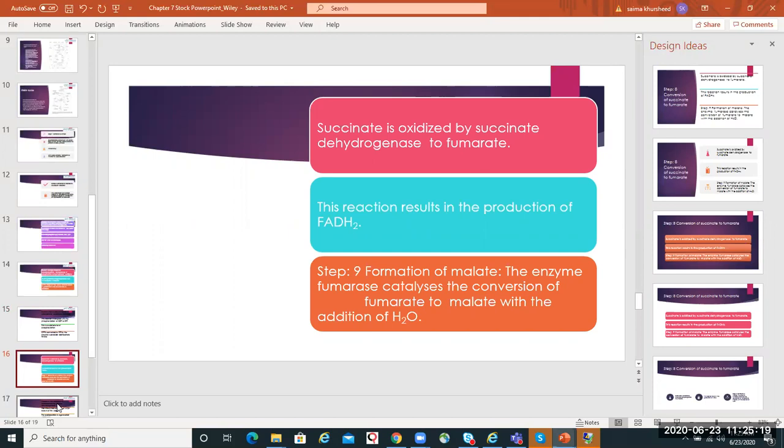So the succinate that's formed is oxidized by the succinate dehydrogenase to fumarate. So that's the next step in the Krebs cycle. The fumarate is further converted to the malate. So that's the other step of the Krebs cycle. For the formation of malate, the enzyme fumarase catalyzes the conversion of this fumarate to malate with the addition of water.